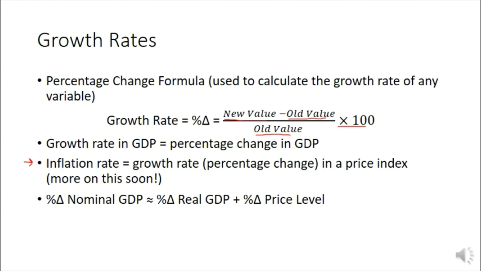So it's really important that you know this formula and that you're familiar with this formula. So those of you who are less comfortable with math, please do send me an email or make an office hours appointment. But roughly, if real GDP goes up 2%, and price level goes up 2%, then nominal GDP would have gone up by 4%.